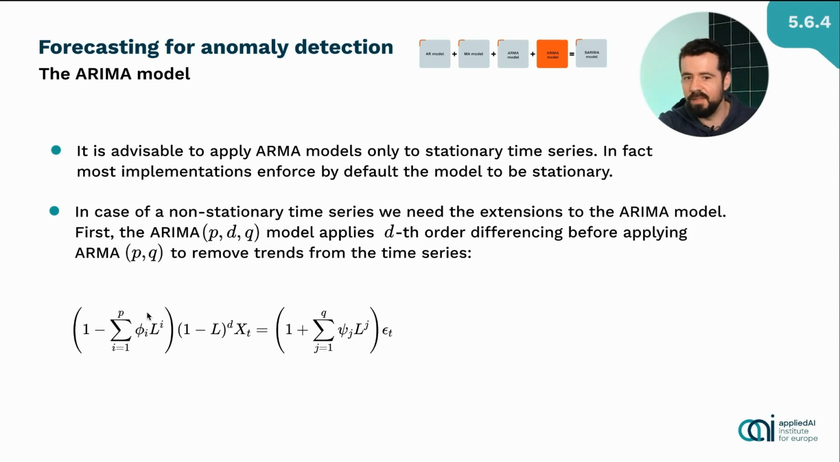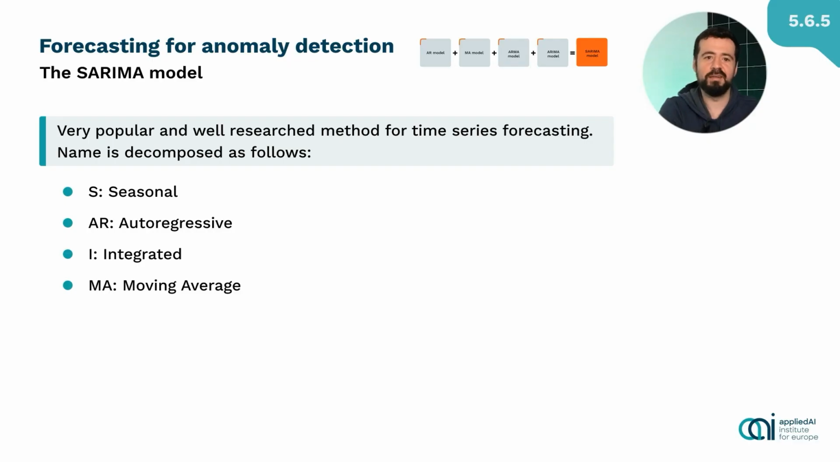As explained before, we want to make the time series stationary before we apply the ARMA model, and this is exactly what happens here. First, we get rid of all the trends, and then we apply the ARMA model. So the ARIMA model on its own is already a very versatile model for time series forecasting. However, it lacks the possibility to model seasonalities, and that's the final step to develop the SARIMA model.